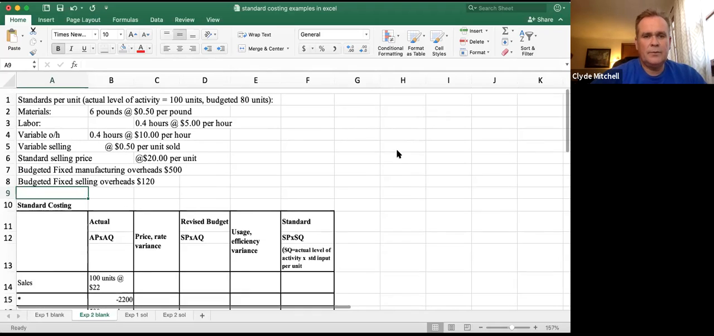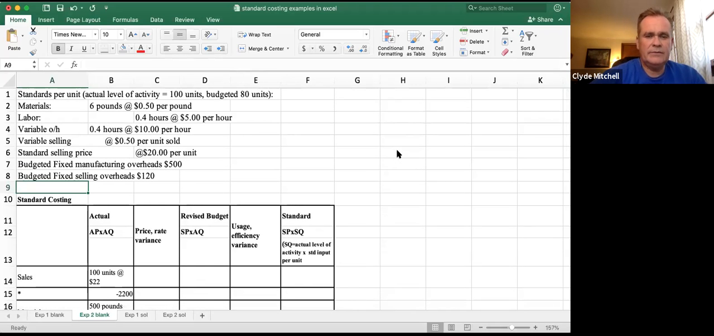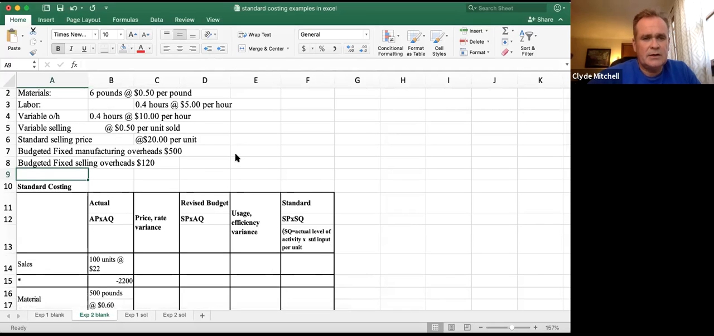In this example, the actual level of activity was 100 units. Budget was given as 80. That's not really relevant at this stage in the question because we know that the standard here is based on actual level of activity, which is 100 units. They give us the breakdown of materials, 6 pounds at 50 cents a pound, labor, 0.4 hours at $5, and variable overheads, double the rate, variable selling 50 cents, standard selling price at $20 per unit, and then they give us our budgeted fixed manufacturing costs and fixed selling costs.